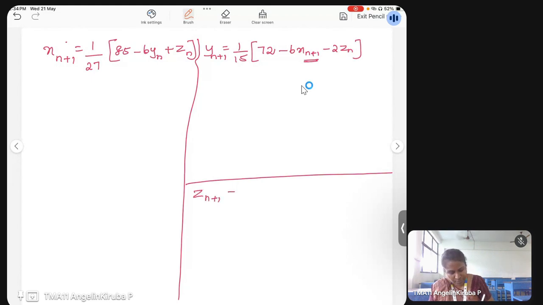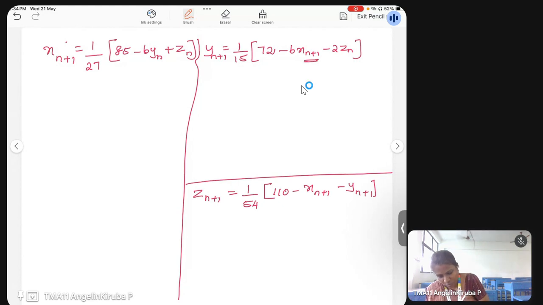Z n plus 1 will be equal to 1 by 54 into 110 minus x n plus 1 minus y n plus 1. Okay, right? So now we can start the iteration.